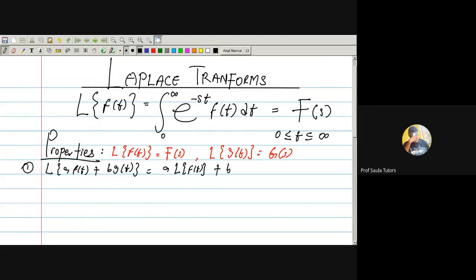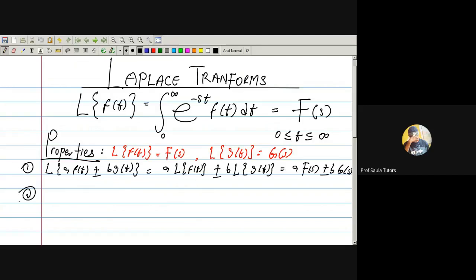then plus b times the Laplace transform of g of t. You can see it's possible for it to move out. And don't forget, the Laplace transform of f of t is given as f of s. So this is a f of s plus b g of s. That's it. So that is the linearity of Laplace transform. It's possible for plus and minus. This is very possible.